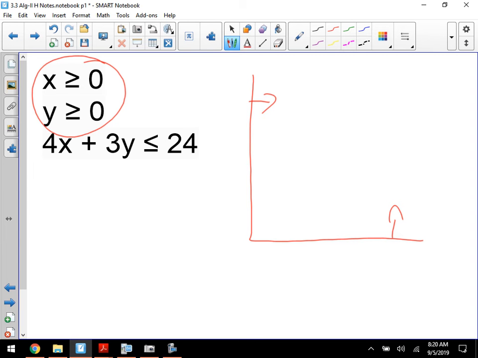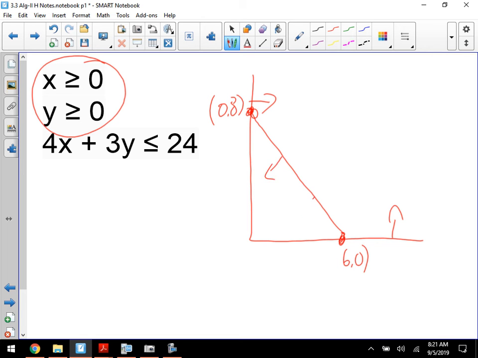What are your x and y intercepts for the third inequality? 6 and 8. So x is at 6, we'll say here-ish, and 8 about here-ish. When I connect those two, is it solid or dotted? Solid. Did that go through the origin? No. What's 0 plus 0? 0. Is 0 smaller than 24? Which means you're shading towards the origin again.